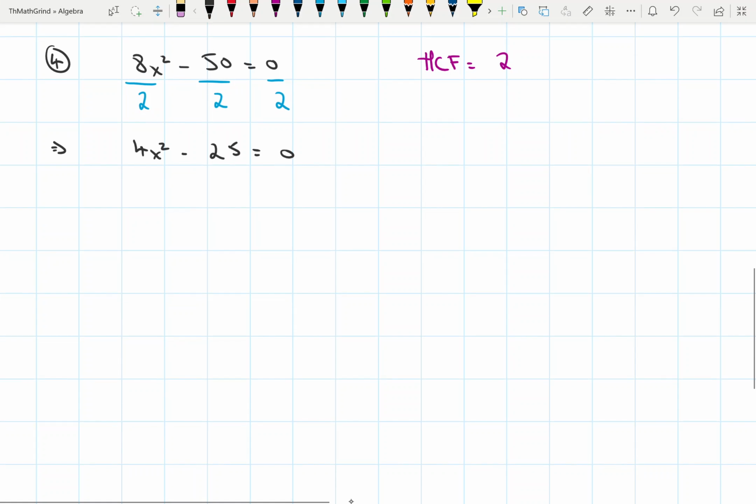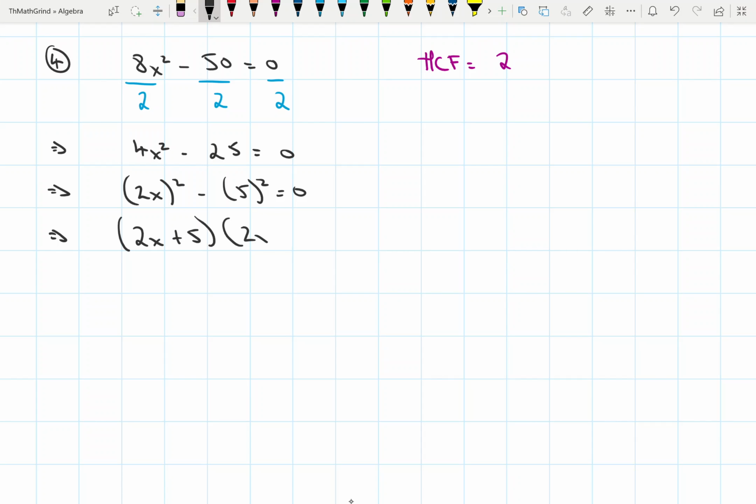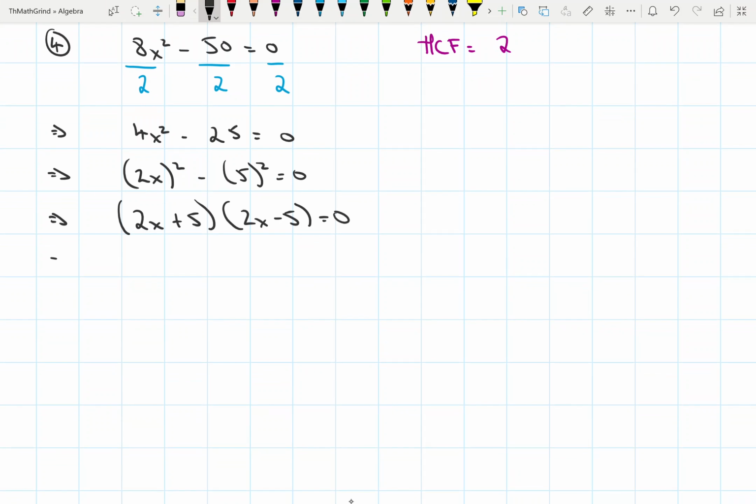Now it looks a bit more like a straightforward difference of two squares, because 4x squared can be expressed as 2x all squared, and 25 can be expressed as 5 squared. So again, we're going to end up having (2x plus 5) times (2x minus 5) is equal to 0. And I'll quickly solve this like I've done the rest. If I have those two brackets multiplied by each other to equal 0, that means that one of the brackets is going to be equal to 0.